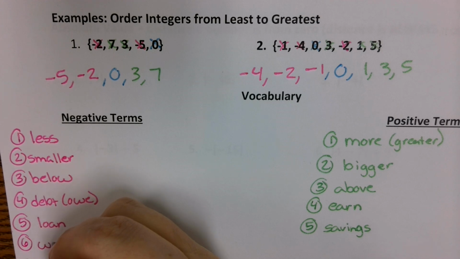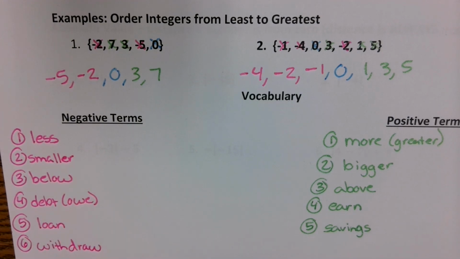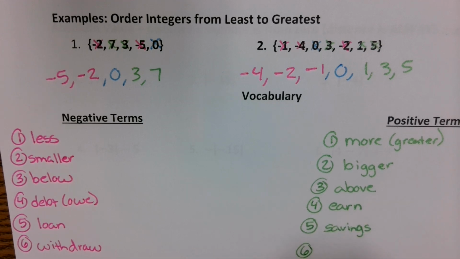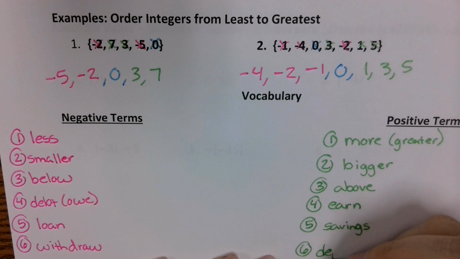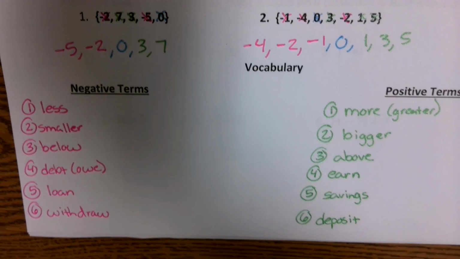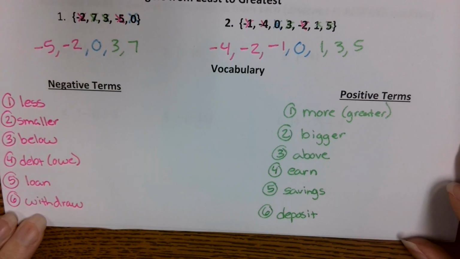Same thing with a bank. When I go to a bank and I want to take money out of my account, I have to do a withdrawal. So withdrawal would be a negative value. Does anybody know what the opposite of a withdrawal would be? When you put money back into the bank, it's called a what? Nobody? Starts with a D. Deposit. There you go. So we either will withdraw money from the bank or we'll deposit money into the bank.